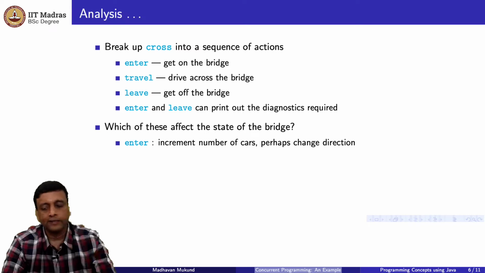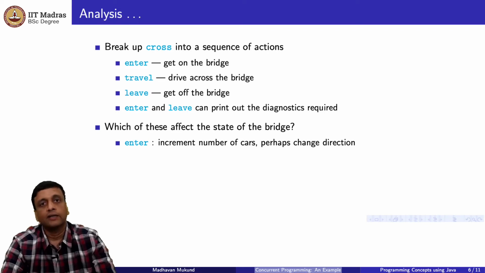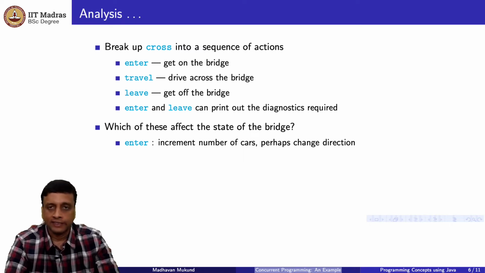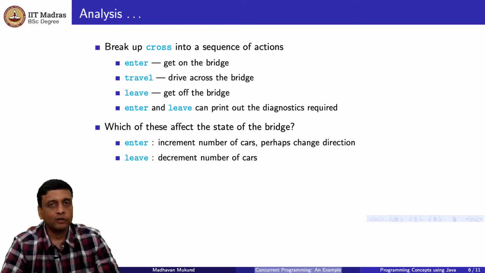So, when I enter, I will certainly add one car to the bridge. Remember, enter means I actually get onto the bridge, right. When I enter onto the bridge, I actually add one car to the bridge, and if it was 0, I make it 1 and I might change the direction, right. So, enter could affect the direction, and of course, leave will decrement. The leave will not change the direction because it does not have any interest in changing the direction, but it will certainly reduce the number of cars by 1.